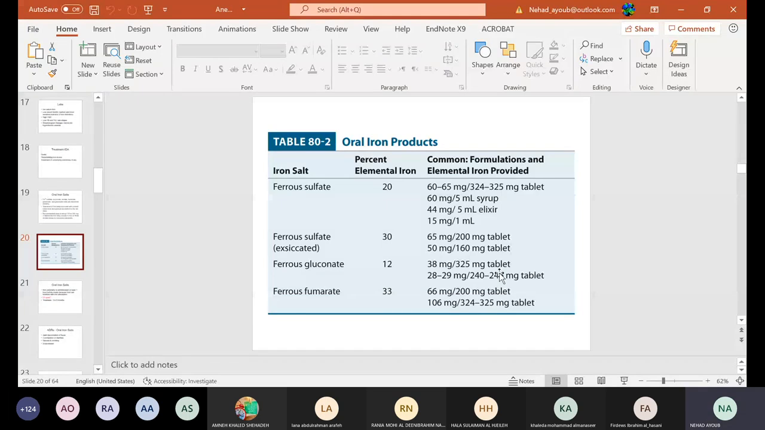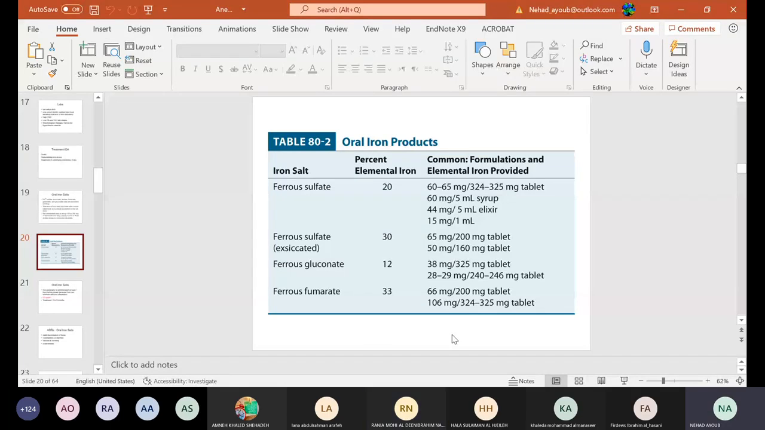How many tablets will I need, if each tablet gives me somewhere between 28 to 29 milligrams of elemental iron? Who is calculating it? We need a minimum of 150 milligrams. Let me assume that this tablet gives 30 milligrams to ease the calculations. How many tablets will I need?